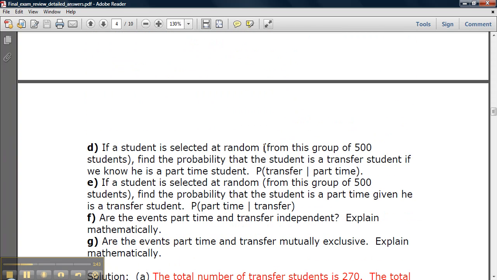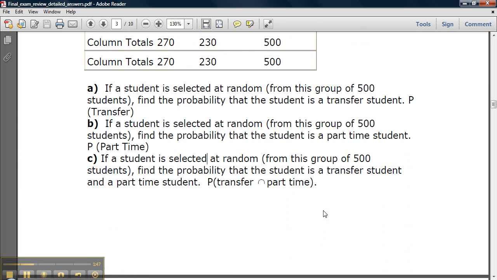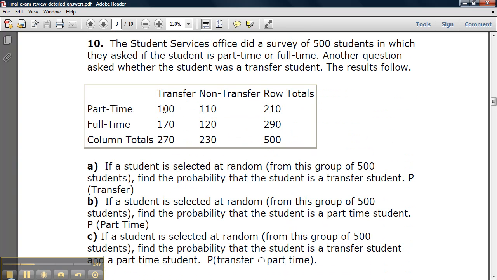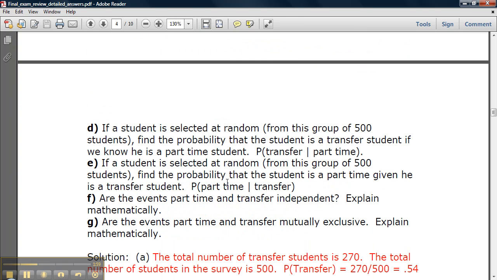Alright, part E. Same thing but opposite. Part-time given transfer student. So we're only looking at transfer students. So my sample space is 270. So it's going to be 100 out of 270 for that one.